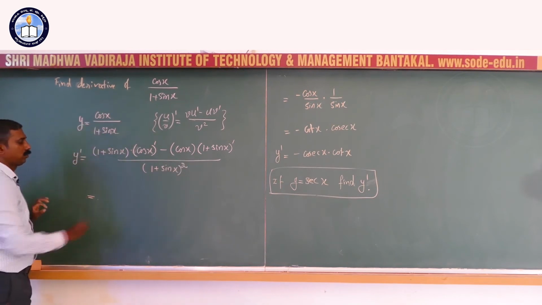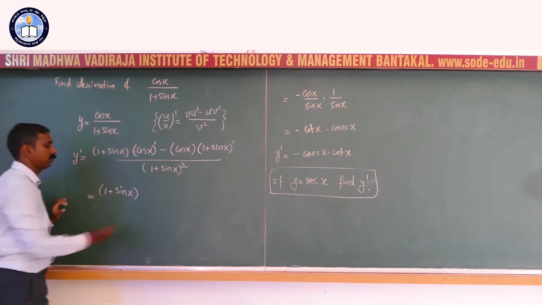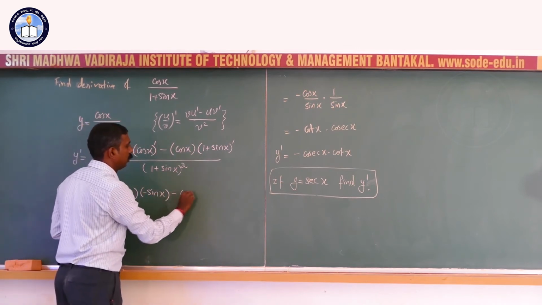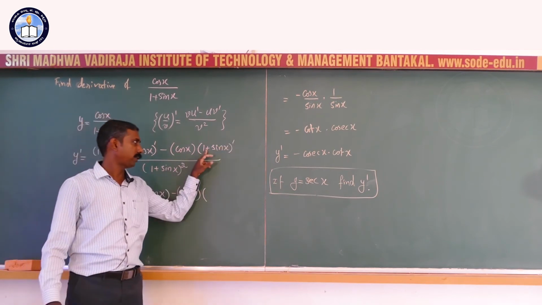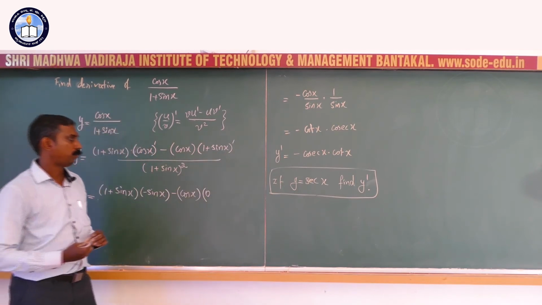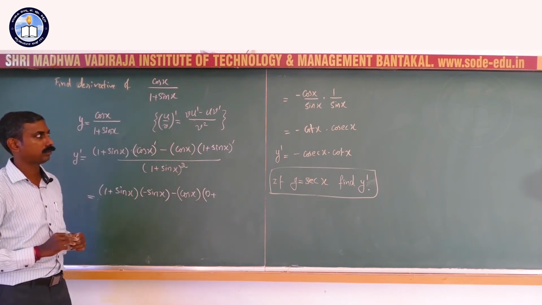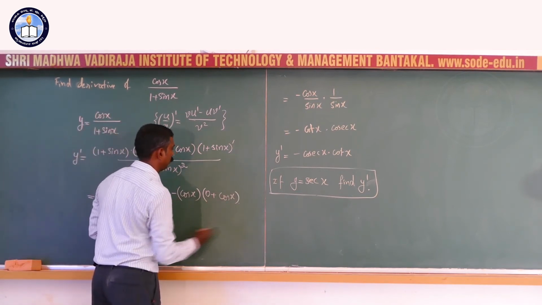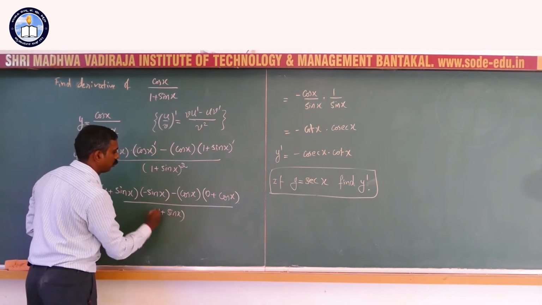Okay. Now, simplify this. This is 1 plus sin x. What is cos x dash? It is minus sin x, minus cos x into the derivative of 1 plus sin x. So, dash will be like 1 dash. What is 1 dash? Constant derivative. It is 0 plus the derivative of sin x. What is the derivative of sin x? It will be cos x, whole divided by 1 plus sin x whole square.